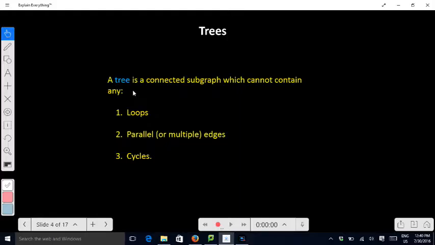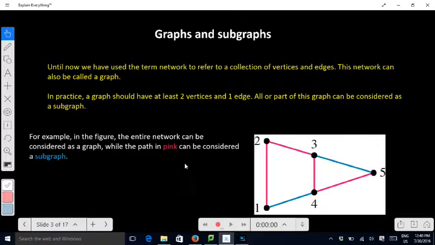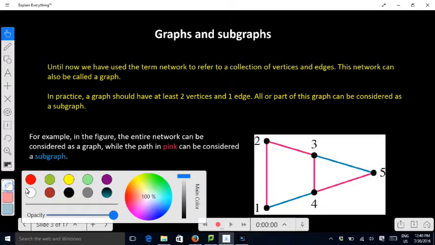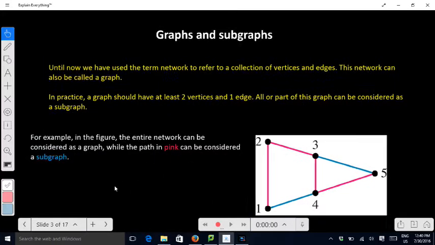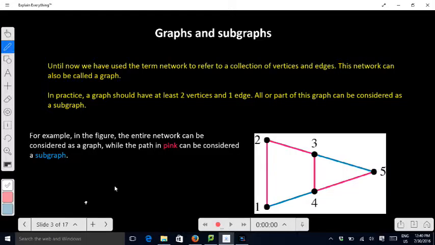So the next definition is called a tree. So a tree is a connected subgraph which cannot contain any loops, parallel edges, or cycles. So going back, the one in pink is a subgraph, but it is actually also what's called a tree. So if I redrew that, this would be a tree.